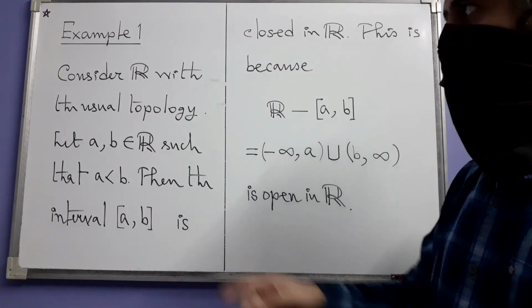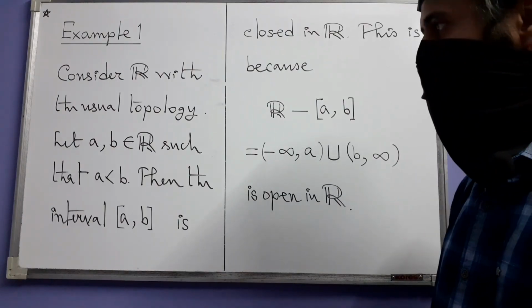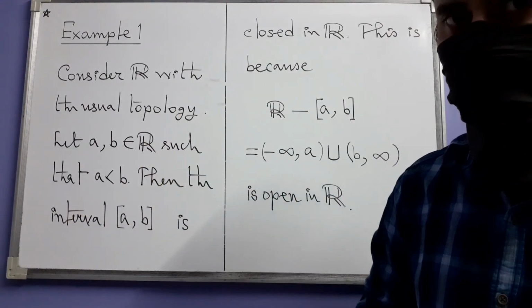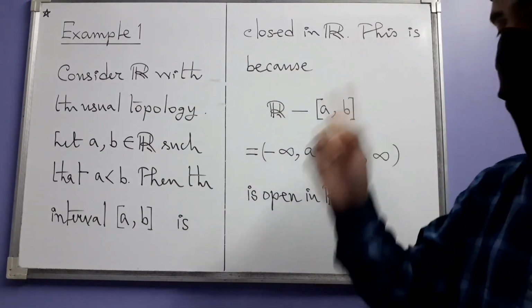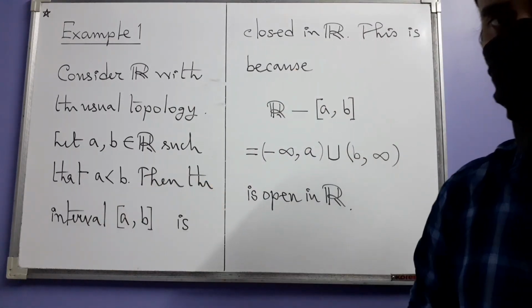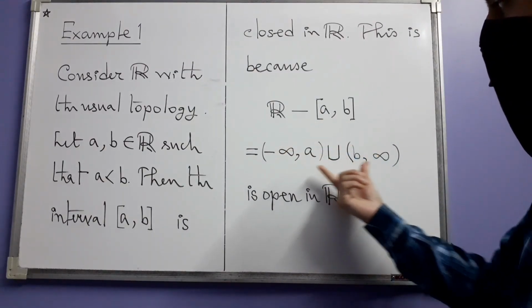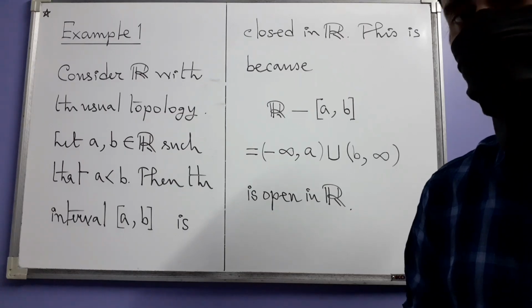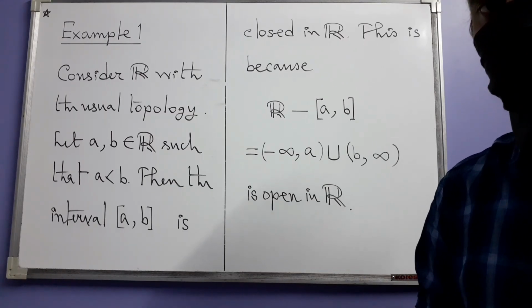Example 1. Let's consider the set of real numbers with the usual topology, and let a and b be two real numbers such that a is less than b. Then this closed interval is closed in R according to that definition, because its complement in R is this union, the union of these two rays. And rays we already know are open in R in the usual topology.